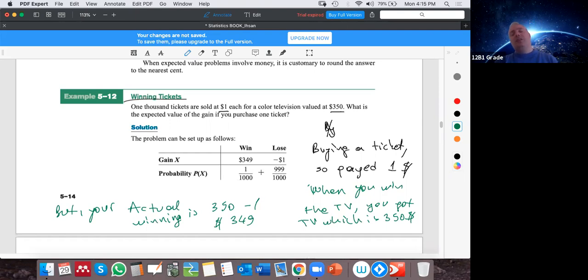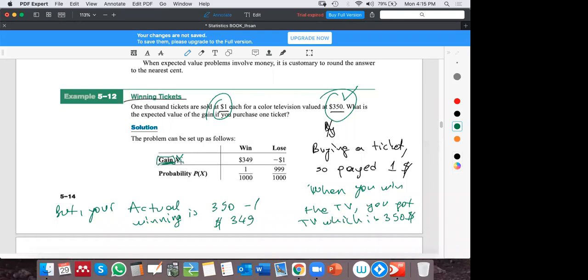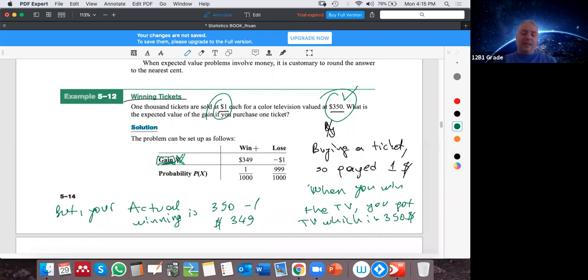Since you are the lucky guy, do they give your money back? No, they just give the television to you. So this is 350. You already paid 1, so 350 minus 1 will be 349. If we call the variable X, the gain, to win will be 349. Why? If you win the television, you deduct the money you paid for the ticket, which is 349.